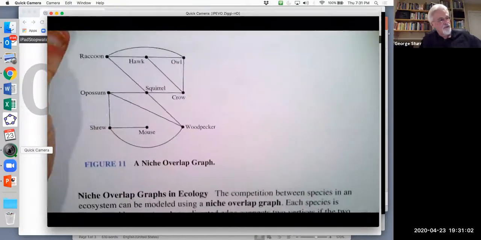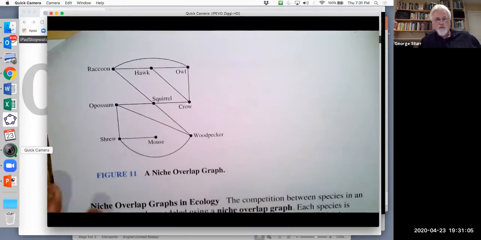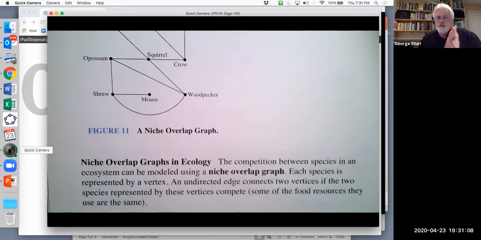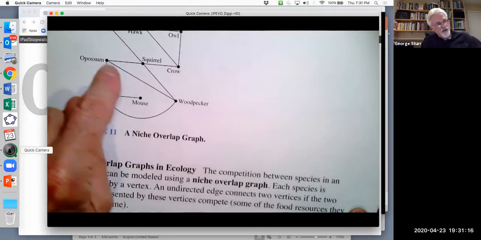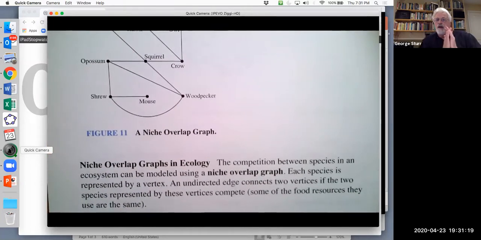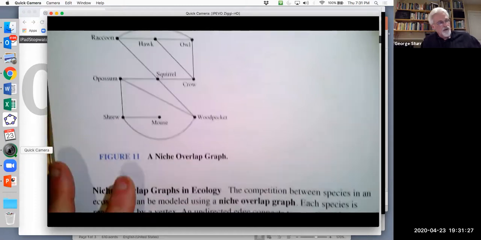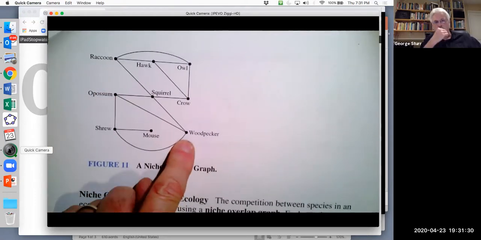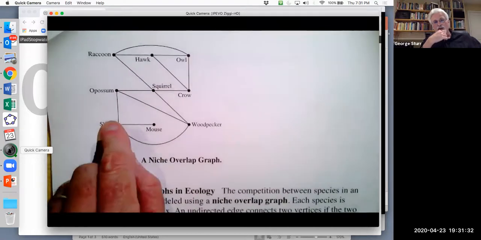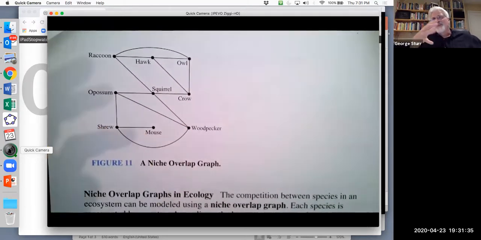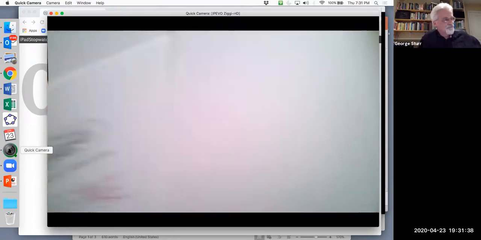Well, this one, a niche overlap graph in ecology, where you talk about competition between species, and each species is represented by a vertex in the graph, an undirected edge. So these edges here don't have an arrow connected to them. Connects two vertices if the two species represented by these vertices compete. So the opossum apparently is competing with the woodpecker for food, and the woodpecker with the shrew, but not with the mouse, etc.